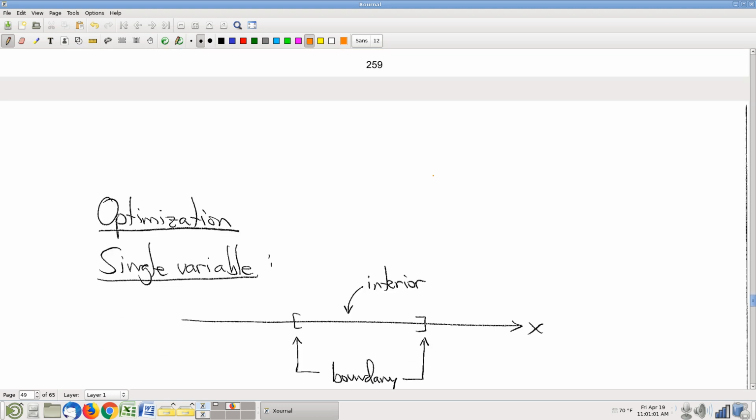So moving along, we now have 9 minutes to talk about optimization.